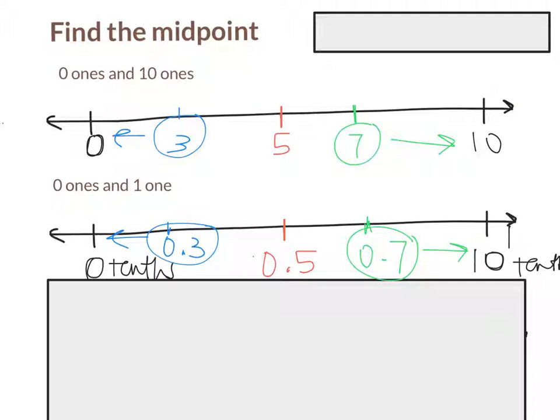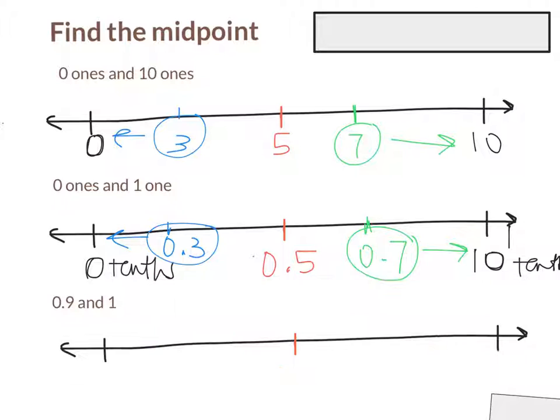So do you see how rounding is just seeing if it's closer to one end of the number line or the next end of the number line? Okay, let's try one more. Get ready to write this in your notebook too. This time we have 0.9 and 1. Those are what's on the two ends of our number lines. So go ahead and write 0.9 over here and 1 over here.